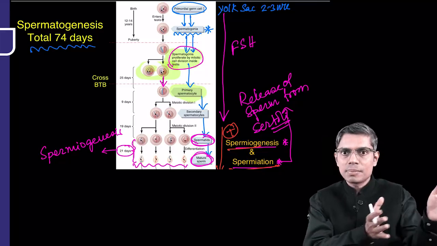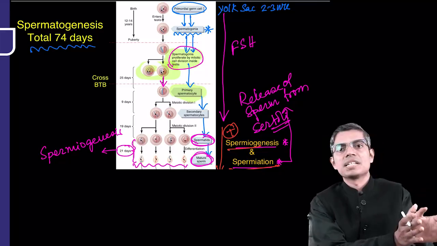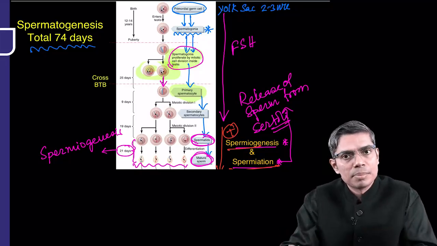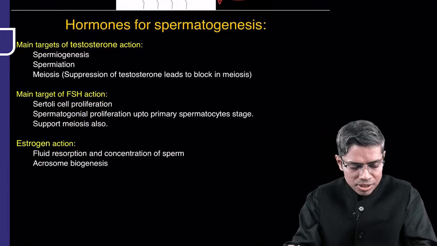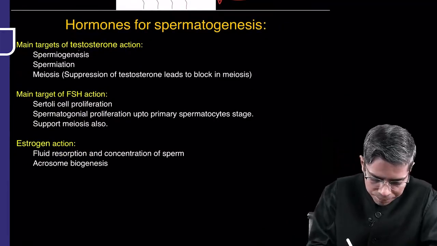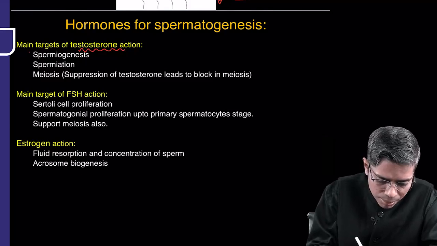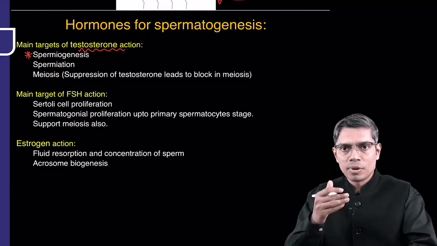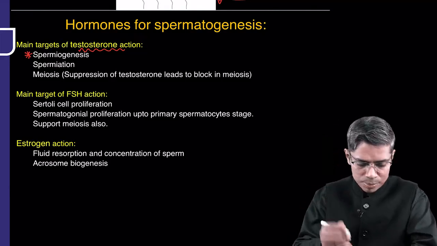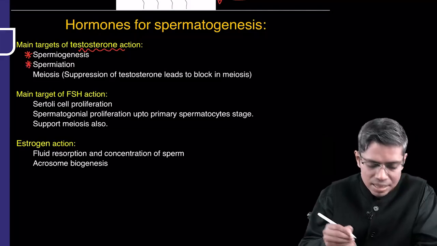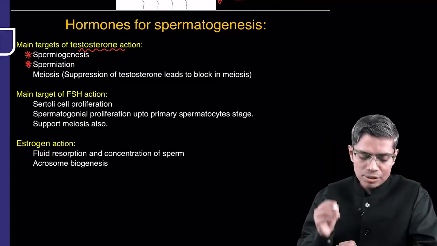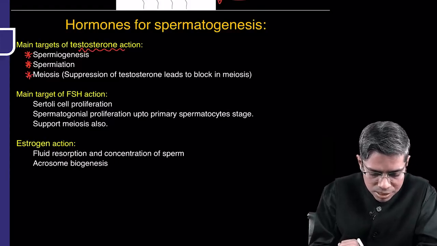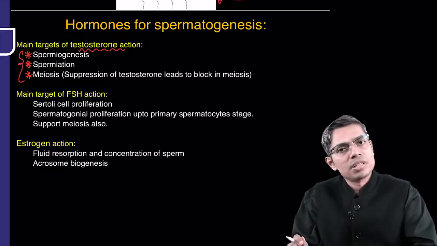So in early stages of spermatogenesis, FSH is required. In late stage spermatogenesis, testosterone is the main hormone. So look at the functions of testosterone. I told you already the process of spermiogenesis. Spermiogenesis means from spermatid to mature sperm. Spermiation, the release of sperm, that also requires testosterone. And the process of meiosis also requires the help of testosterone.